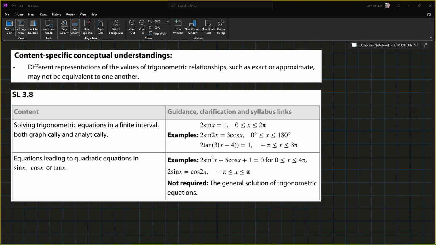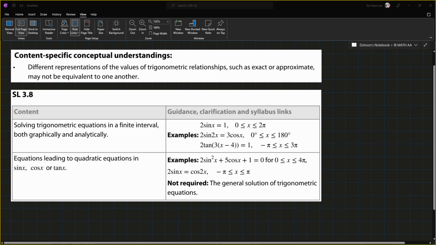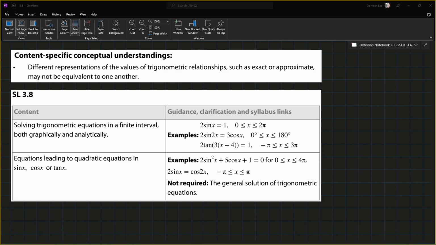Hello everyone. This video will be on the 3.8 section of the IB AA curriculum. Please pause the video for a second to look at the concepts and contents for this section. There's no formula. One sentence that summarizes this section is: trigonometric equations can be solved both graphically and analytically.